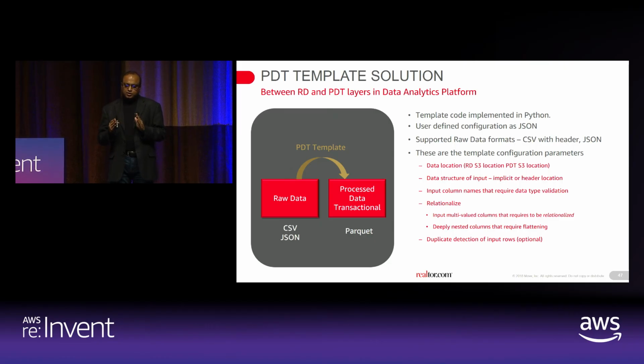During this process, a few things are happening. One is we are validating the structure of the input, the data types of the fields that are coming in. We are relationalizing the data. We are taking multi-valued columns and exploding them out into multiple rows in a child table. We are also taking deeply nested JSON attributes and aggregating them up at the top level, and optionally detecting duplication of records in the input set. So that's what we are trying to do. The final output would be in Parquet format.